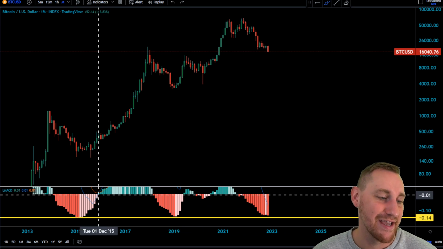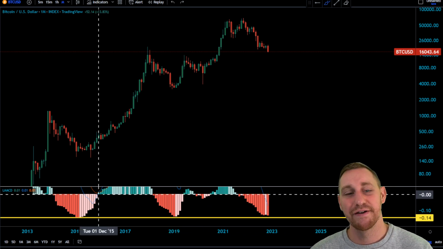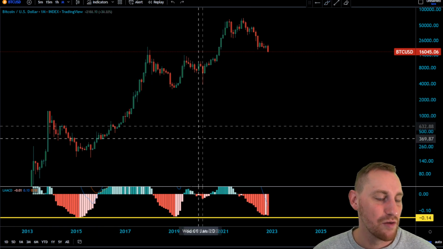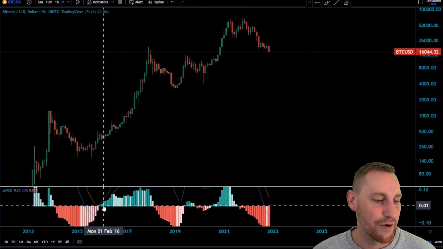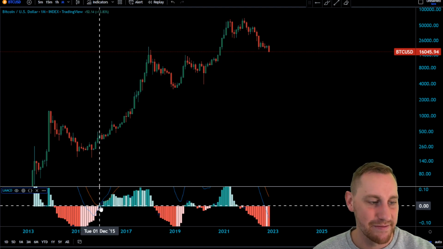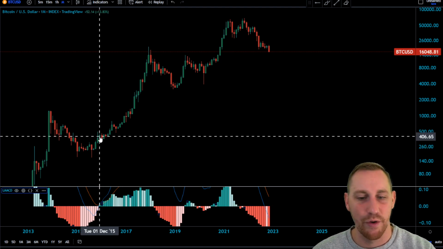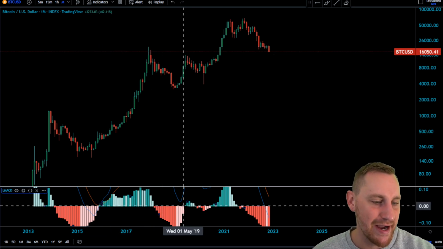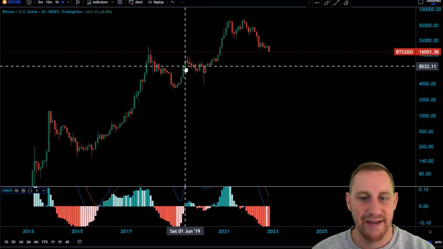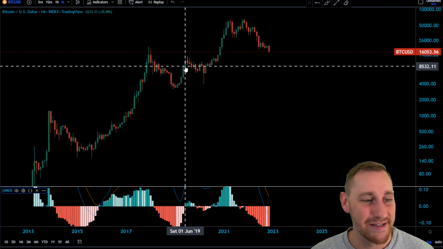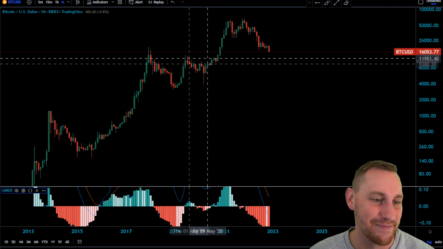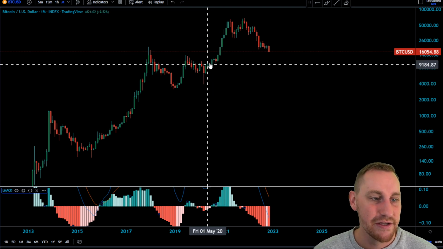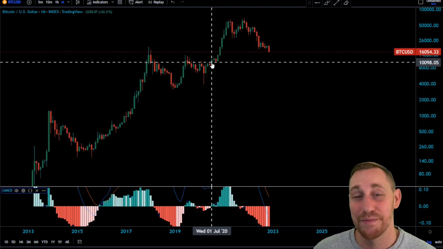Now, this one's not going to get you the best returns, but based off past history, when the monthly MACD starts to flip back over, that's been a fantastic time to buy, right? In 2015, you bought at that point at $400, Bitcoin went up to 20K, right? If you did that back in 2019, you started buying basically at like 8K. Were you a little bit late to the party? Yeah, you were a little bit late to the party. And even if you did it in July of 2020, you were still buying at like 10K. So you're a little bit late to the party.